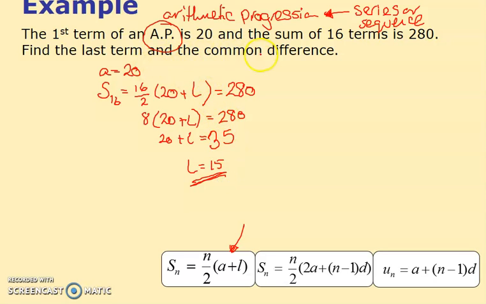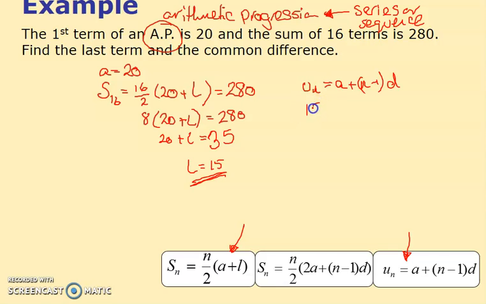What else do I want? I want the common difference. So, well, probably easier. I know the last term is 15. Let's use this formula here. This is the last term. So my last term, my UN, if you like, is A plus N minus 1 D. That's my formula. And let's chuck some things in.